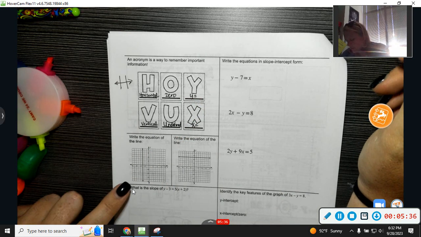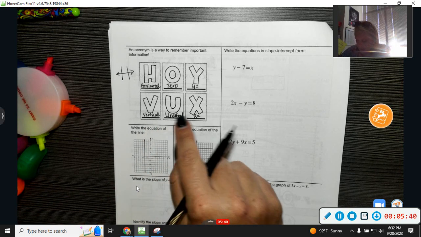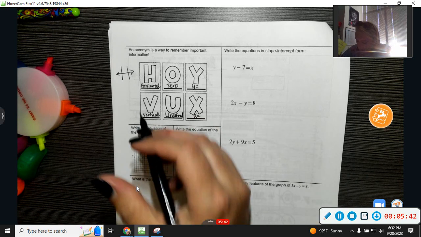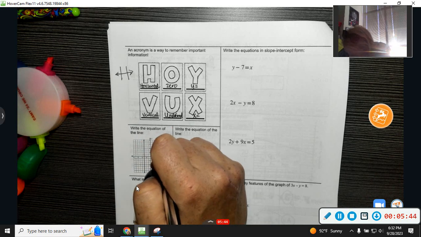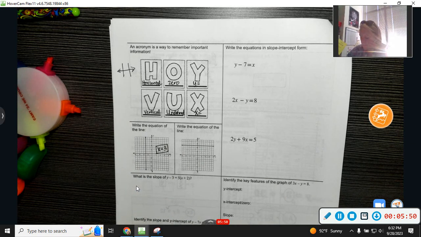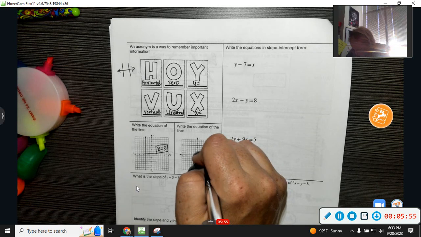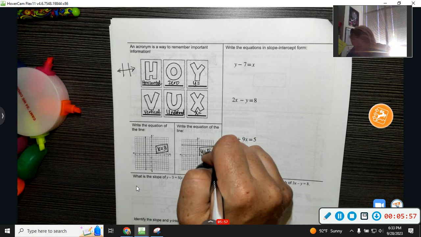All right, so let's look at this. We have this equation of our line. This is a vertical line, so it's going to be an x equals form, and the x value there is 3. And so vertical HOY-VUX lines are the easiest ones to write the equation for. This one is a horizontal line, and it is y equals 5.